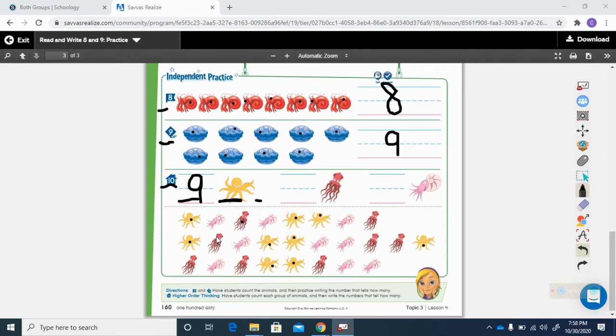Now let's count the squid. Ready? 1, 2, 3, 4, 5, 6, 7, 8. So we put the 8 in front of the squid because we want to say we have 8 squid. The last ones to count are the shrimp. 1, 2, 3, 4, 5, 6, 7, 8, 9. We have 9 shrimp. And I know I went through that checking really fast, but you should have already had your numbers written, and you were just checking to make sure you had the right ones.